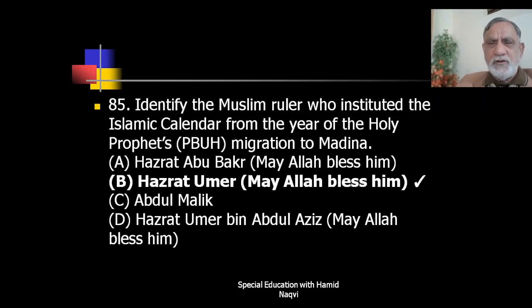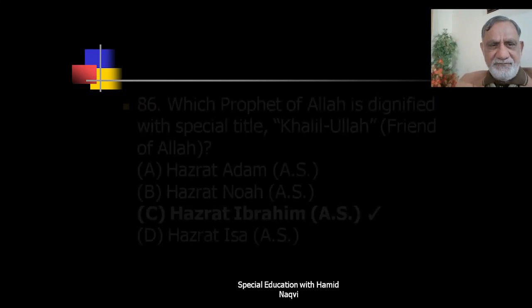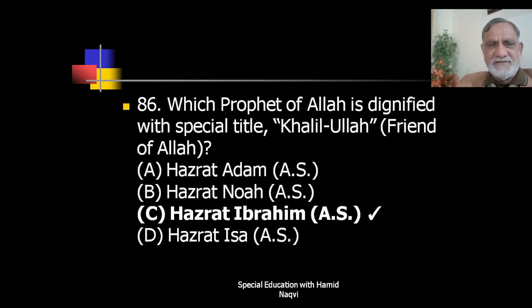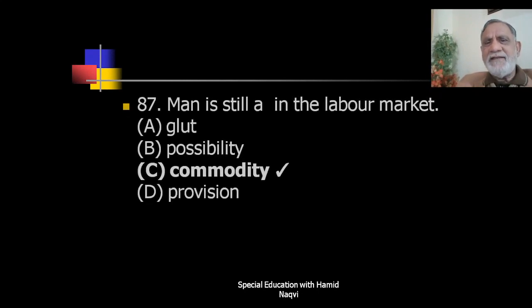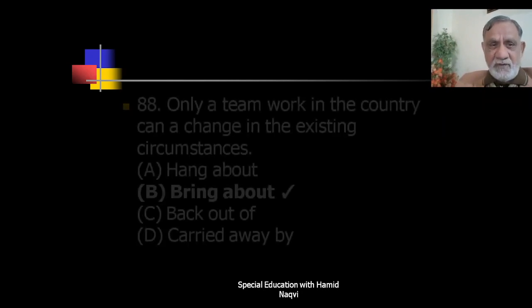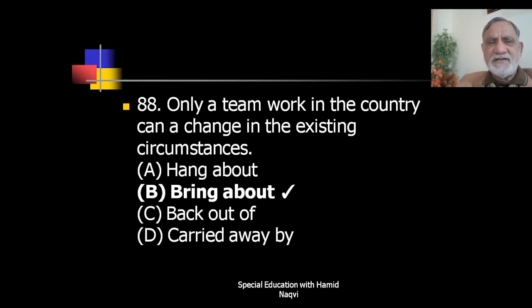Identify the Muslim ruler who instituted the Islamic calendar from the year of the Holy Prophet's migration to Medina. It was again Hazrat Umar. Which Prophet of Allah is dignified with the special title Khalilullah? It is Hazrat Ibrahim. Man is still a what in the labor market? It is a commodity. Only teamwork in the country can change the existing circumstances.